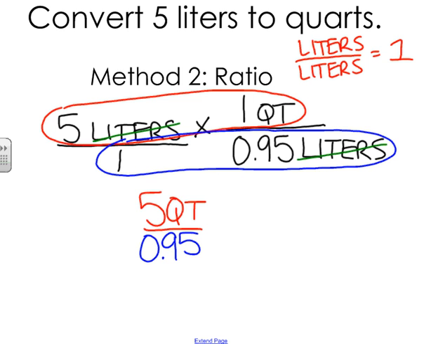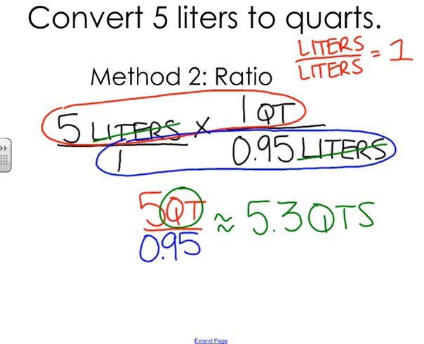So just like we saw before, 5 divided by 95 hundredths is approximately 5 3/10. Now we have quarts here, so I'm going to keep the quarts here. So 5 liters is approximately 5 3/10 of a quart. Okay, both of those are valid methods to solve. I don't really mind which method you use as long as you're showing the work that I've shown and you're getting the correct answer, then either way is fine.